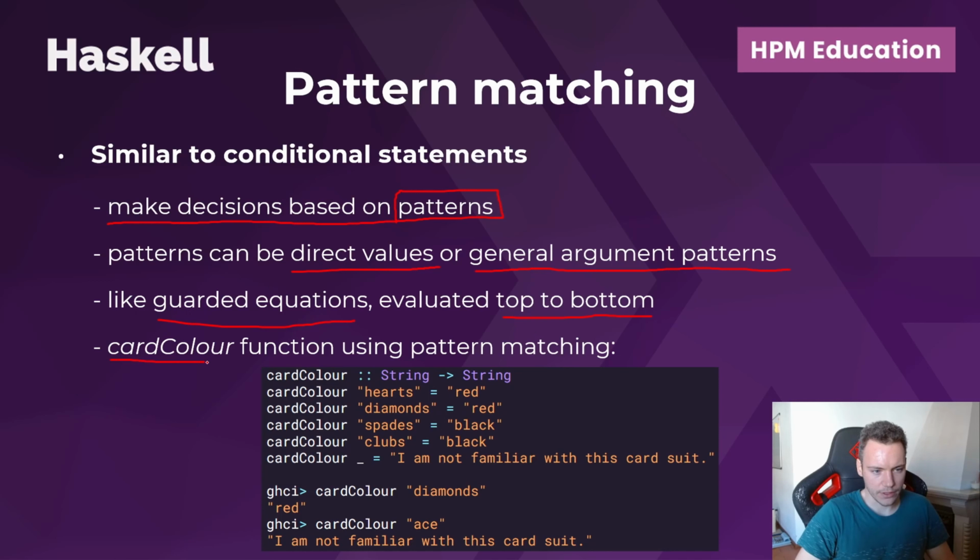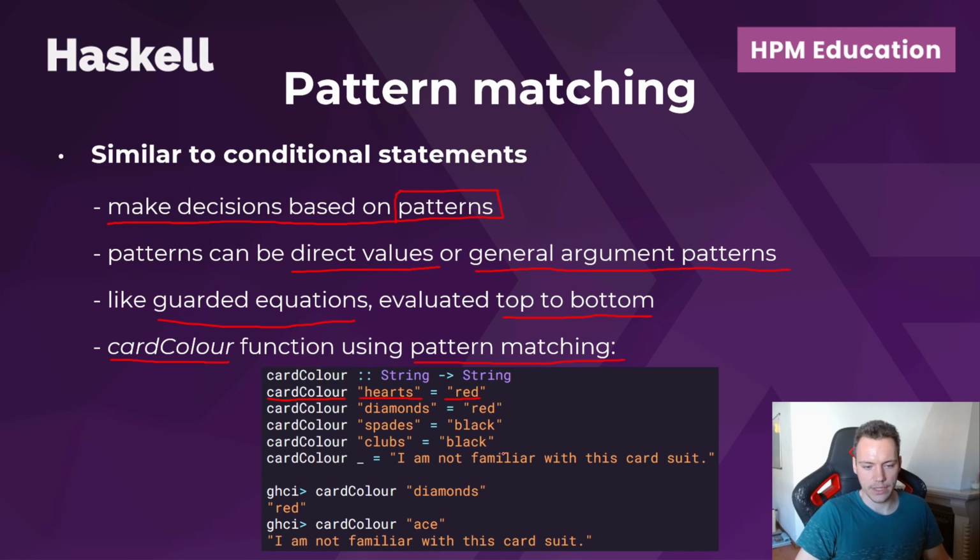So to define a function with pattern matching, at the top we have the type signature, and then we list the patterns from top to bottom. For each of the patterns, we state the function name first. So the first pattern in this case will be a direct value of a string, which is hearts, and in that case we return red. The second one is diamonds, we also return red. Spades and clubs, we return black.